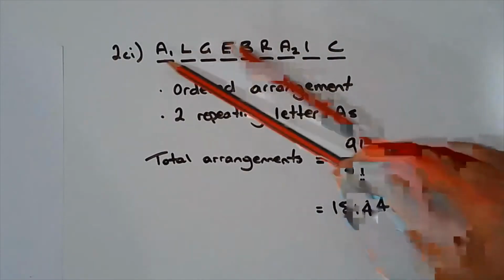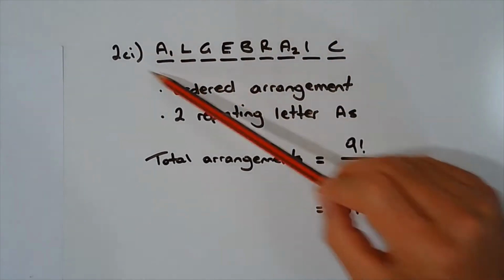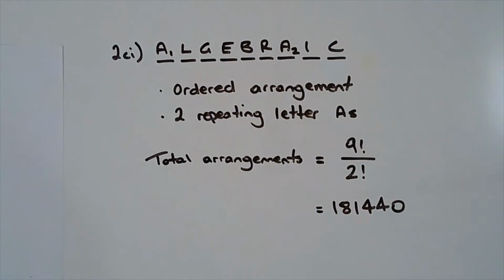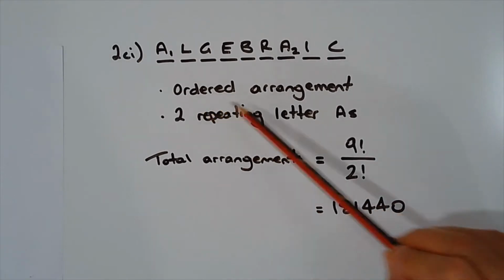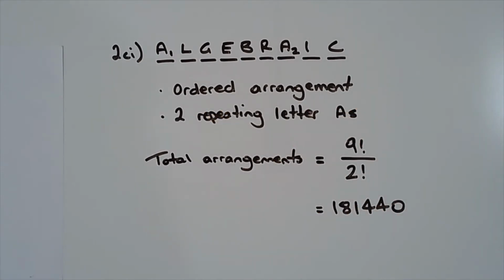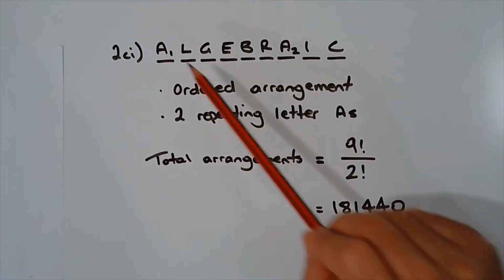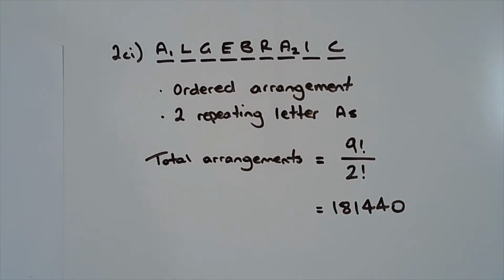Firstly, the word algebraic contains 9 letters, and I've written it here on this dash diagram. We're interested in the number of ways that these 9 letters can be arranged among themselves. So we're dealing with an ordered arrangement or a permutation. Another point to note is that the two letter A's repeat, so we need to take that into account later on when we're determining the total number of arrangements.